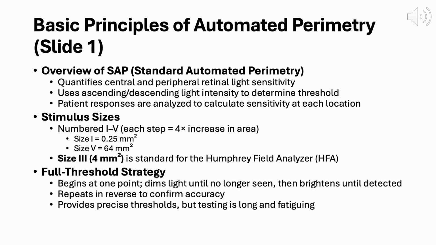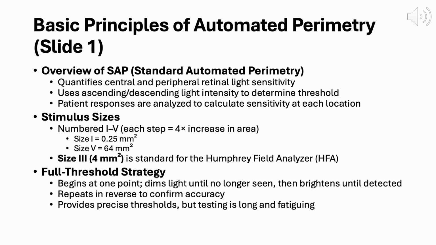Next, we look at stimulus sizes. These are numbered I through V, with each step representing a four-fold increase in stimulus area. Size I is the smallest, at 0.25 millimeters squared. Size V is the largest, at 64 millimeters squared. Size 3, which is 4 millimeters squared, is the standard size used in the Humphrey Field Analyzer.